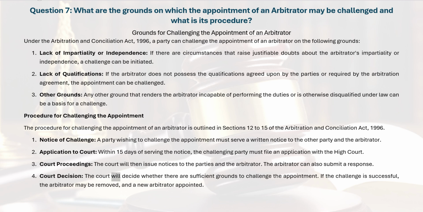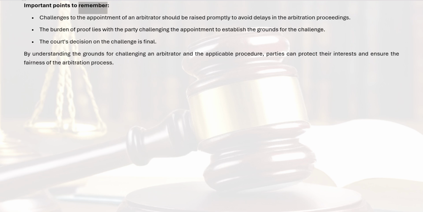Court decision. The court will decide whether there are sufficient grounds to challenge the appointment. If the challenge is successful, the arbitrator may be removed and a new arbitrator appointed. Important points to remember. Challenges to the appointment of an arbitrator should be raised promptly to avoid delays in the arbitration proceedings. The burden of proof lies with the party challenging the appointment to establish the grounds for the challenge. The court's decision on the challenge is final.